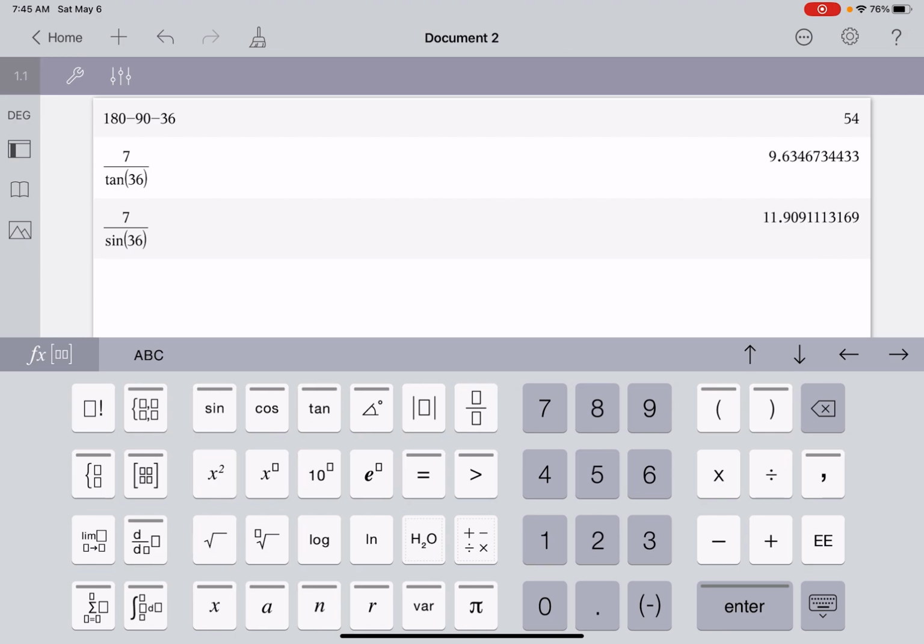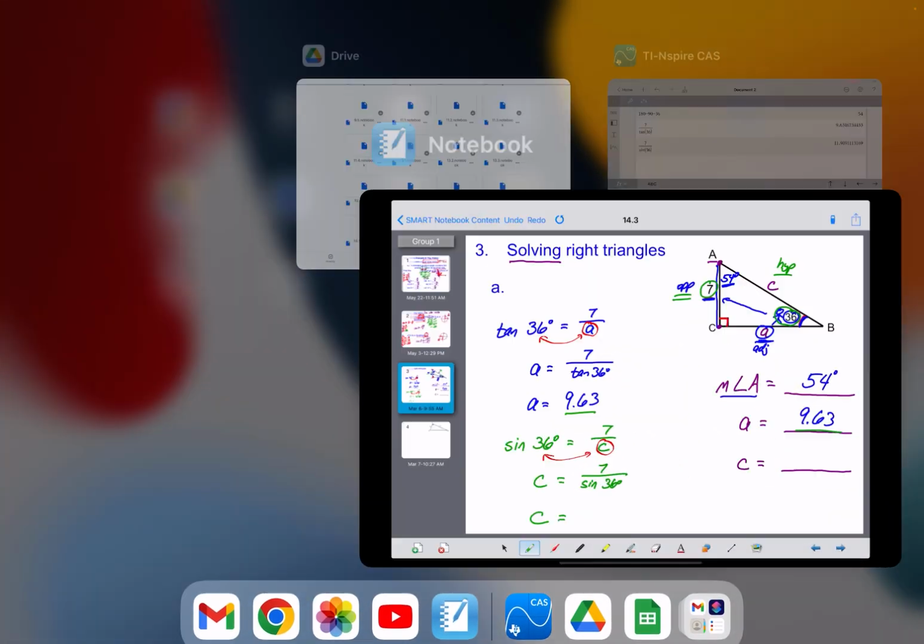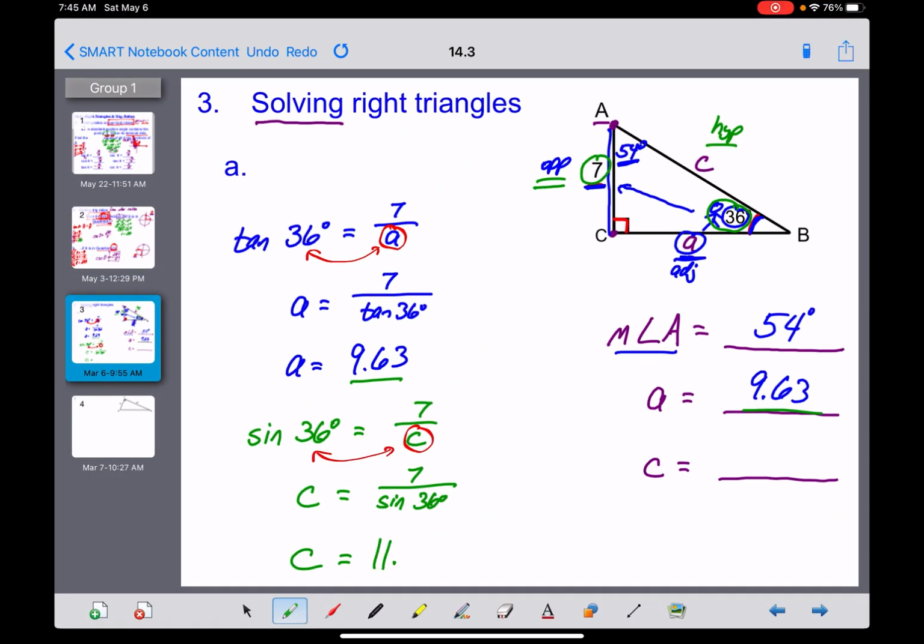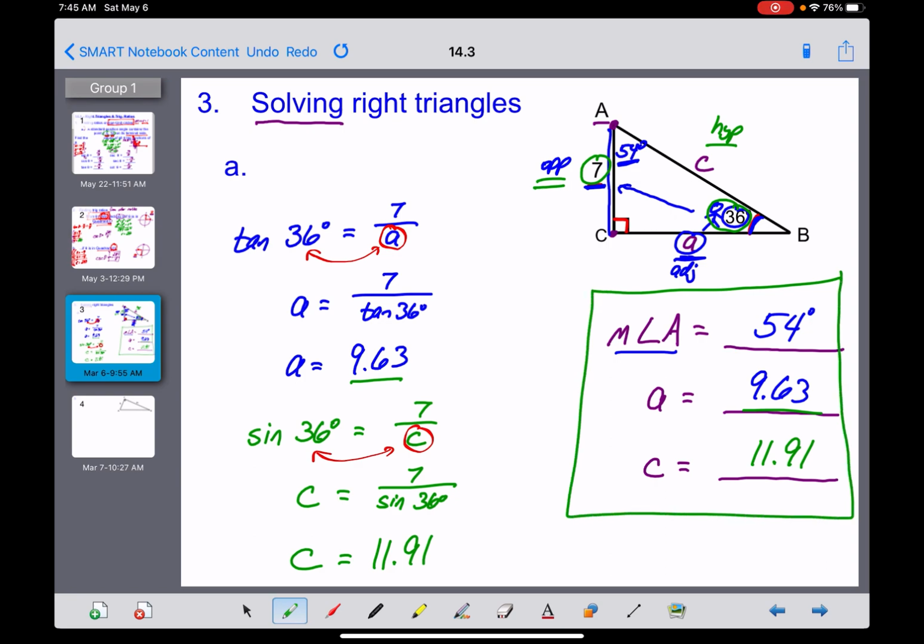Yeah, 11.91 if we're going to the nearest hundredth right there. So 11.91 is what we're going to put right there for C, and there it is, everybody. We have solved this right triangle. We now know the measures of all 3 angles and all 3 side lengths. Okay, so that's how we do a problem like that.